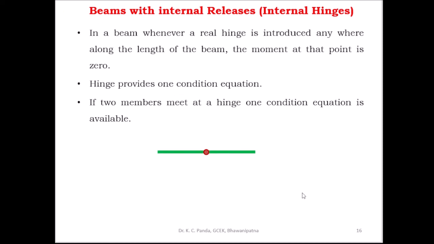Then coming to how to determine the static indeterminacy of a beam when there is an internal hinge present. In a beam, whenever a real hinge is introduced anywhere along the length of the beam, the moment at that point is equal to 0. If the internal hinge is present at any point in the beam, at that point the hinge provides one condition equation. So this is the beam, and this is the internal hinge. This hinge provides one condition of equilibrium equation.